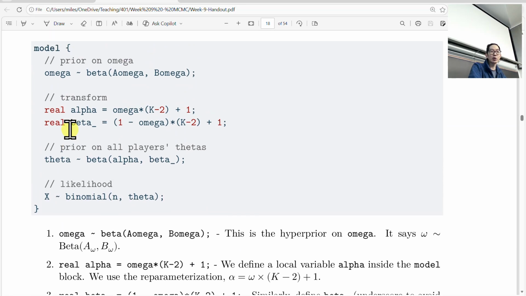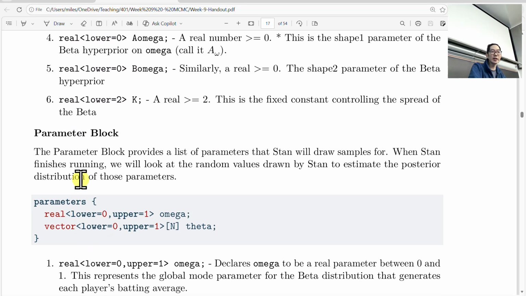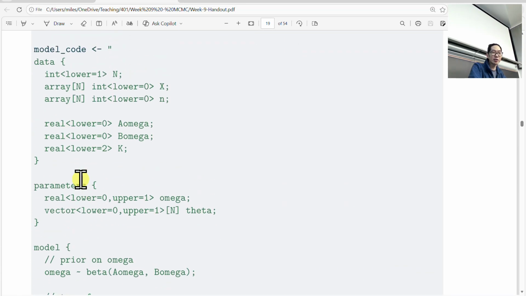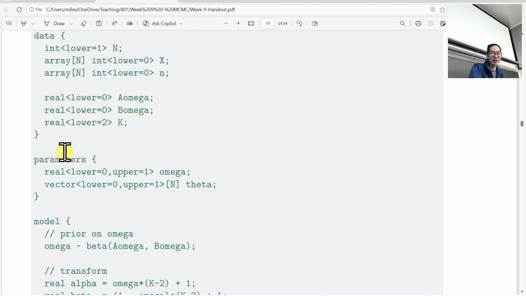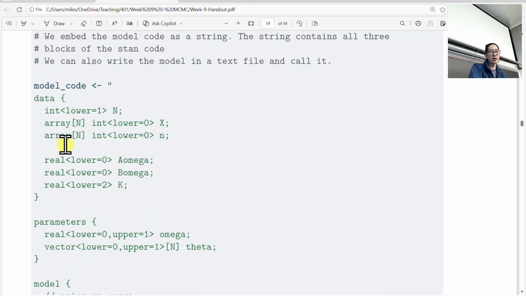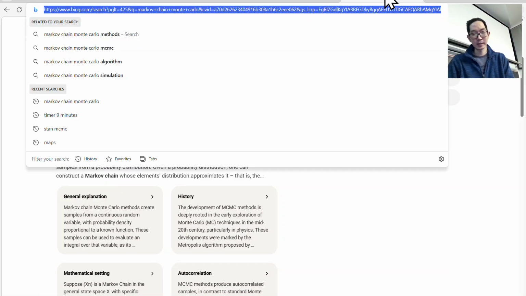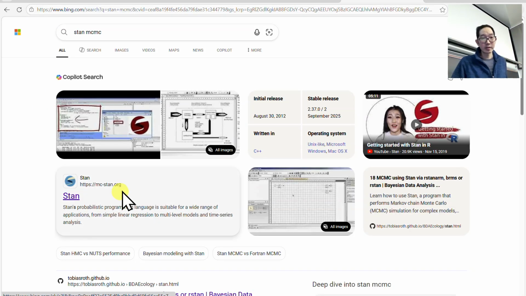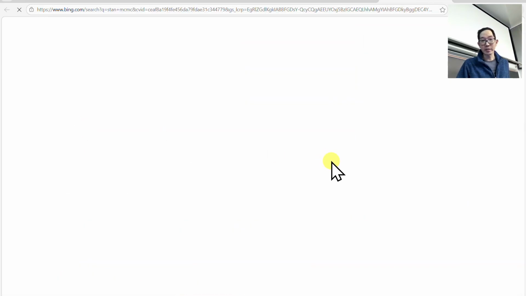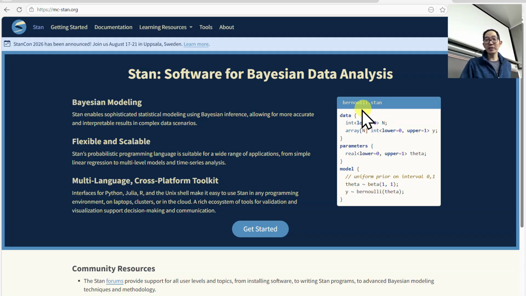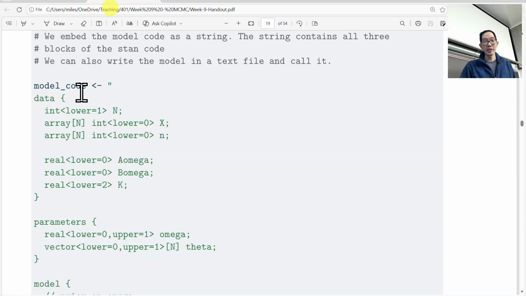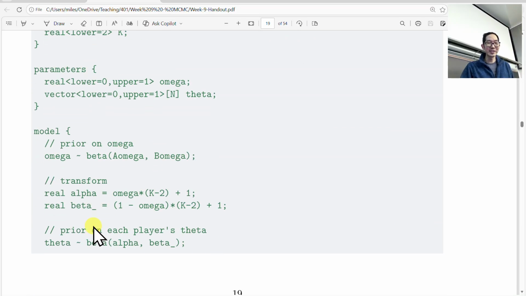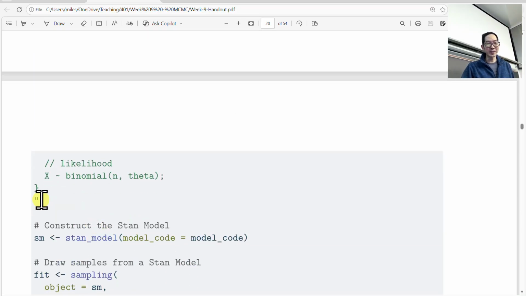All of the different code blocks that we have here for the model and the parameters and all of that just go into a big string. So I have the data, the parameters, the model. You could also just create a text file called whatever.stan and put the model specification in there, but here we could just create a big long string.